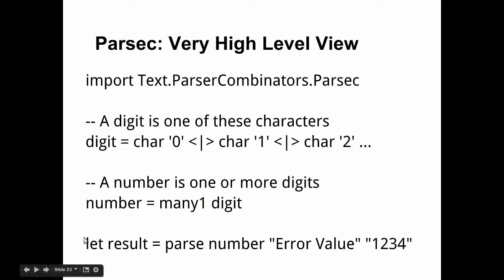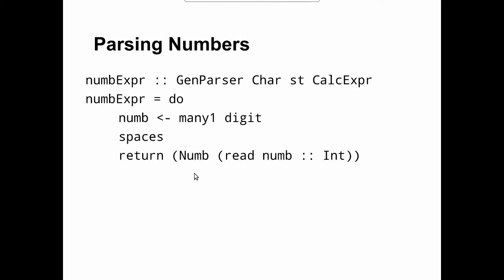And then we can say, in order to actually use this parser, because number now is a description of a parser, we can call the parse function, which Parsec provides, pass it this parser that we've built, provide a string that it will return if it doesn't parse, and then the input string 1, 2, 3, 4. Alright, let's actually take a look at this Parsec thing in action.